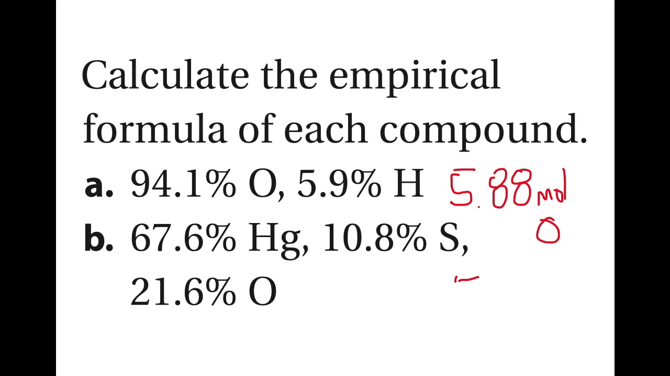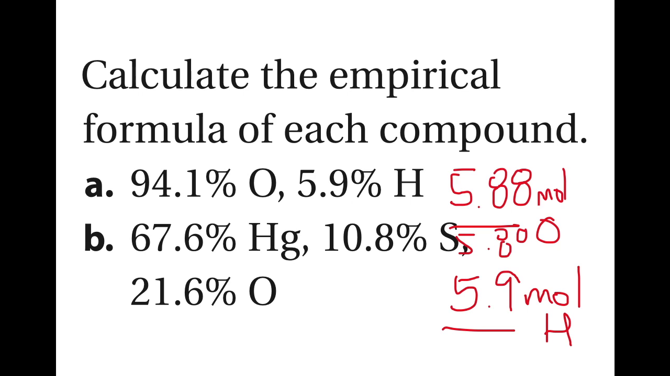So again, I have 5.9 moles of hydrogen. So I'm going to look at the 2 moles that I have. I have 5.88 here and 5.9 here. The smallest one I have is 5.88. So I'm going to use that to divide the 2 moles that I have so that I can get at least one of them to be a whole number. So I'm going to go 5.88 divided by 5.88. That should give me 1.